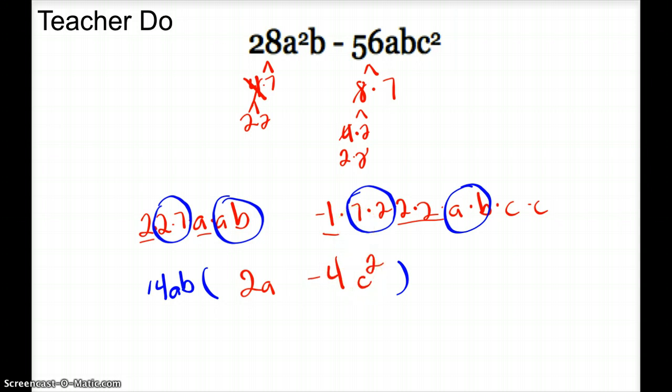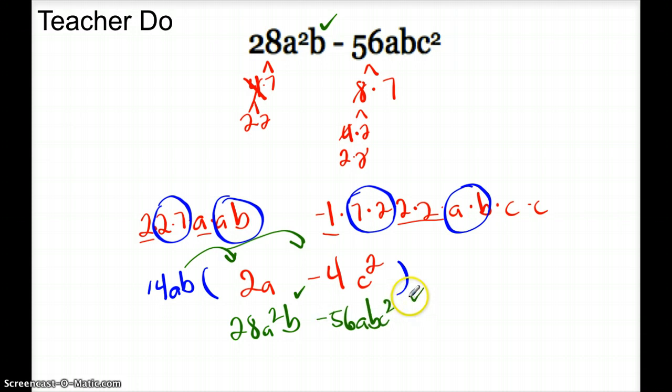Multiply to check your answer. 14 times 2, 28. A times A is A squared. B, that matches. That's good. And 14 times negative 4 is, well, 14 times 4 is 28 times 2, 56. So negative 56 A, B, C squared. That matches. All right.